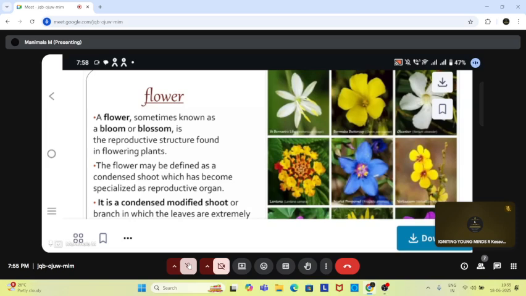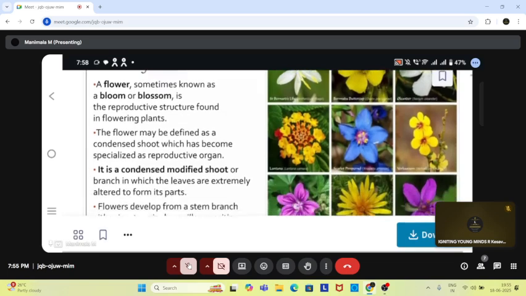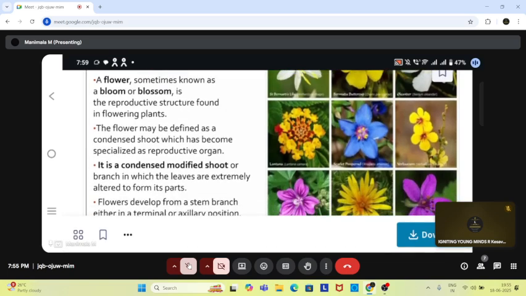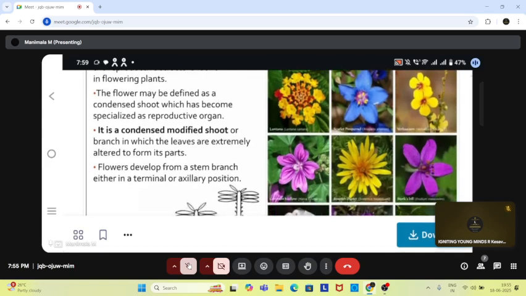So what is a flower? The flower is a condensed shoot. We can give two definitions: a condensed shoot is called a flower, or the reproductive part of the plant. We all know we use flowers everywhere, whether for good or bad occasions, whatever happens, we go with flowers. So the flower means a condensed or modified shoot.